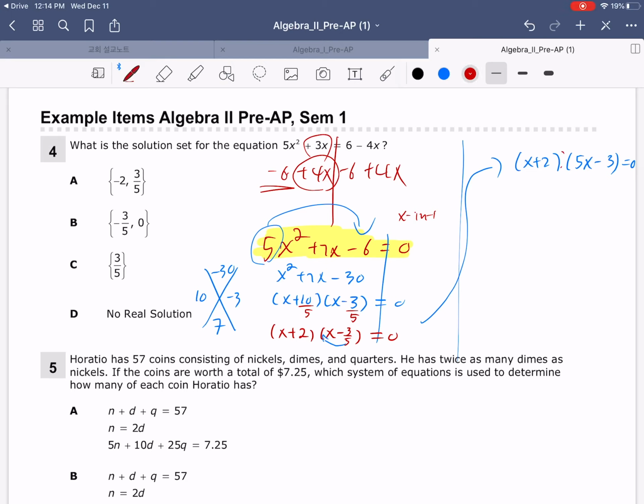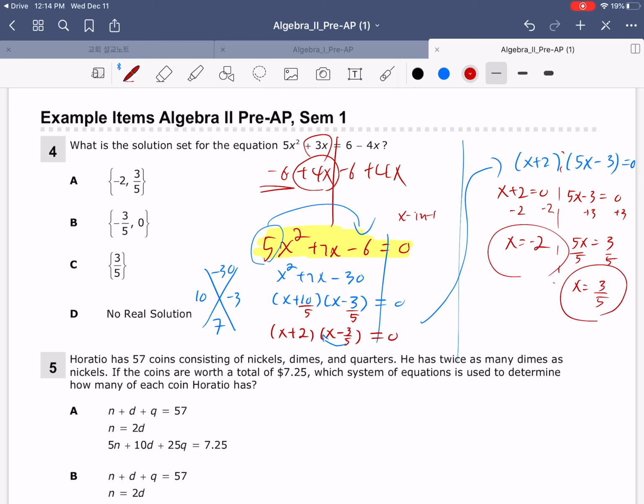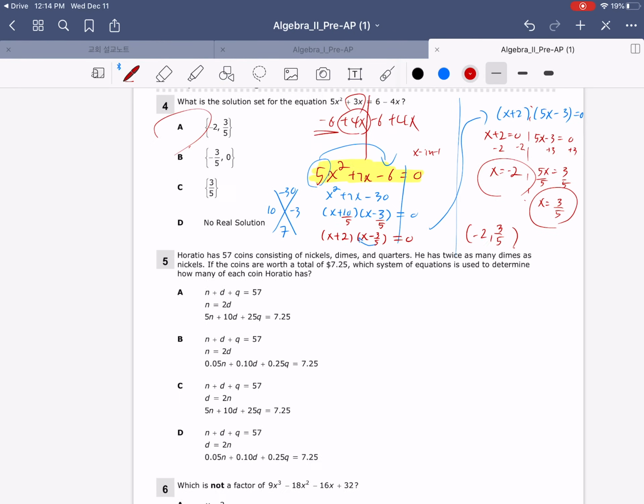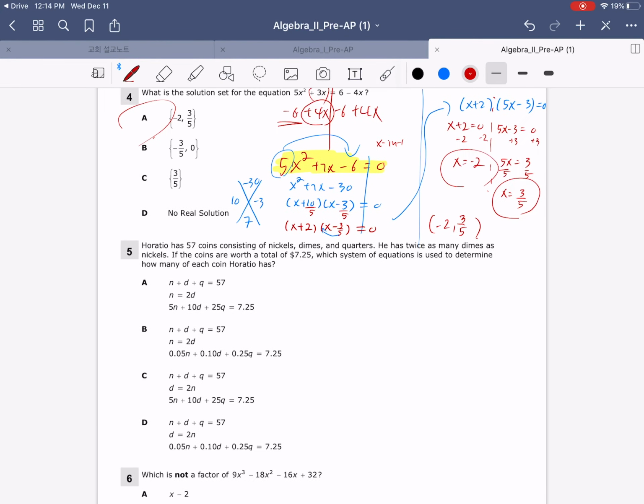Now, if you want to solve it, you have to set each one equal to 0. x plus 2 equal to 0, which you get x equals negative 2, and 5x minus 3 equal to 0. So if you do plus 3 both sides, 5x is equal to 3. Divide by 5 both sides, x is going to be 3 over 5. Okay? So the answer is going to be negative 2 comma 3 over 5, which is A. So easy.